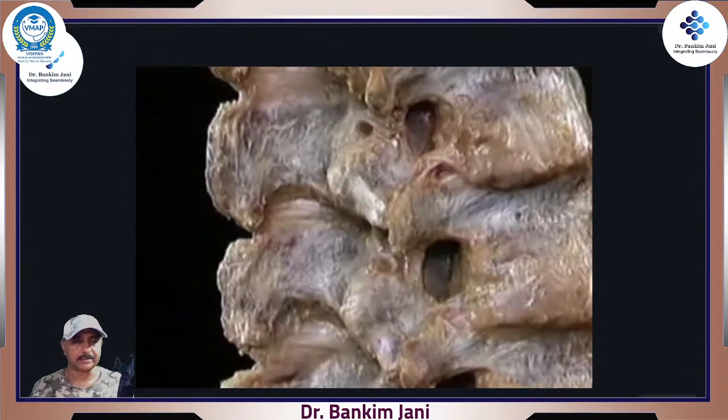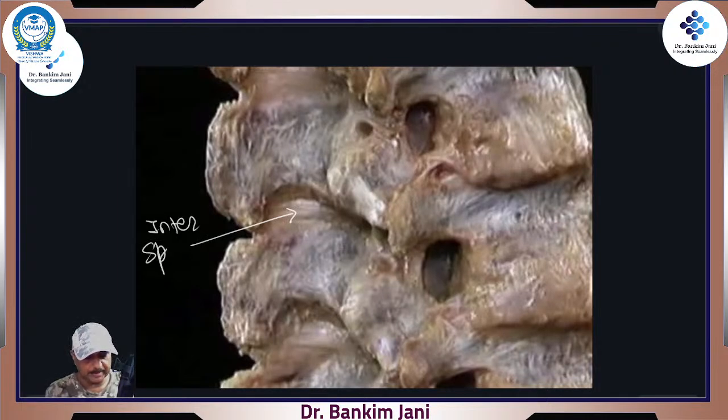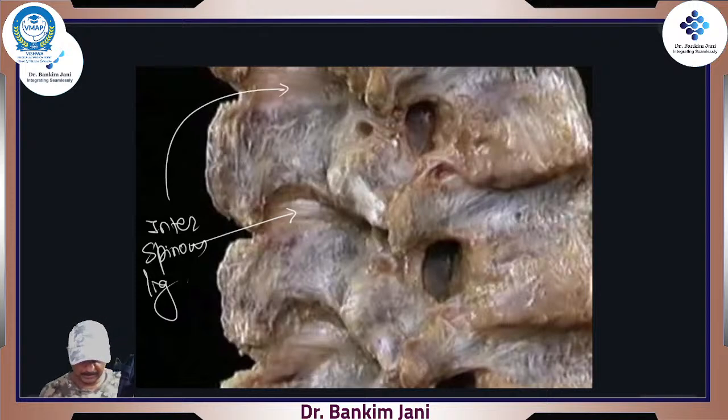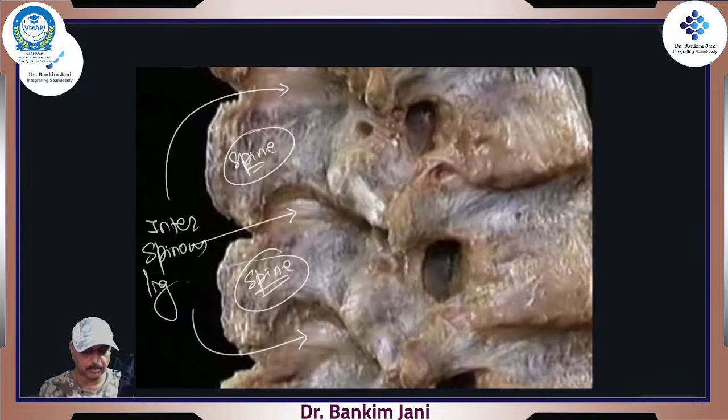This is the real dissection. Keep comparing. So here it is: this one is the interspinous ligament. Similarly, this one is interspinous ligament, and this one too, and that's our spine, the spine of the vertebra. This one is spine. See how they really look.